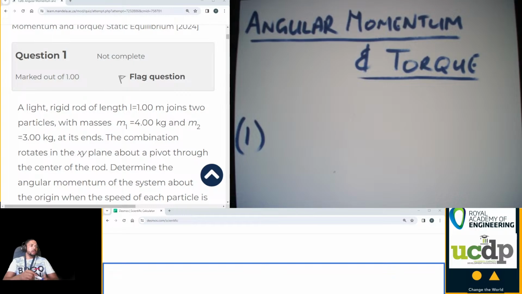Okay, today we're dealing with angular momentum and torque. Thank you, Mr. Isaac. Today we'll be dealing with angular momentum and torque. Now this is not a difficult concept, but it's not one you have done in high school, so it takes getting used to.